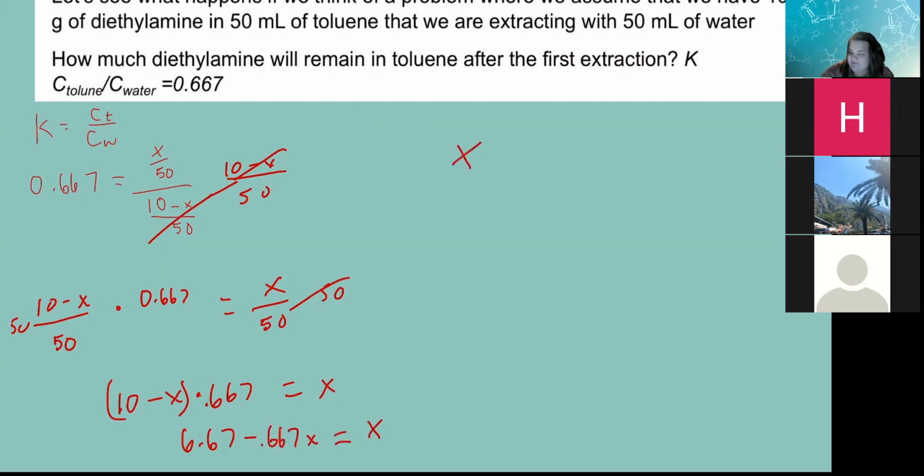So you should get, after you do some math, x is equal to 4 grams, and then you do 4 divided by 10 times 100. So your total should be 40%.